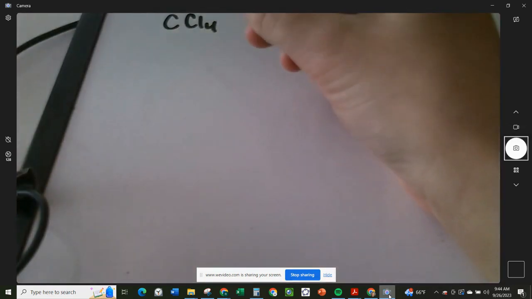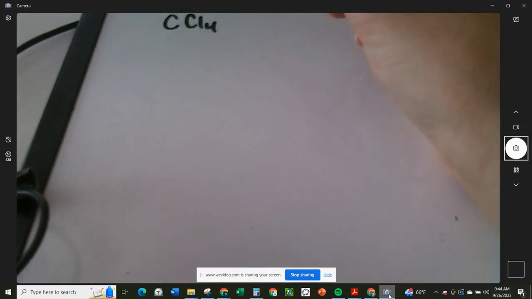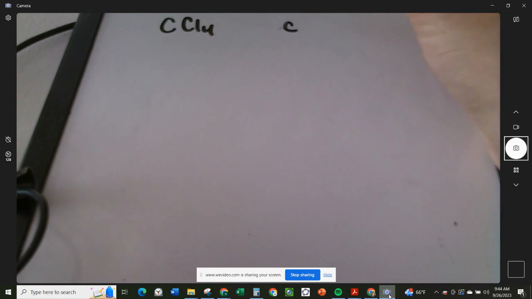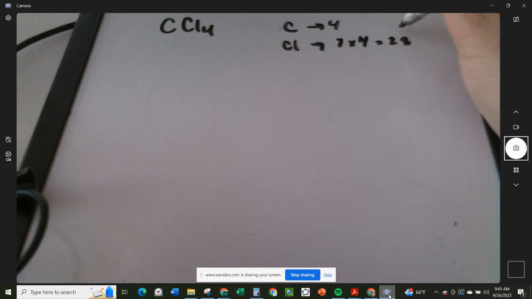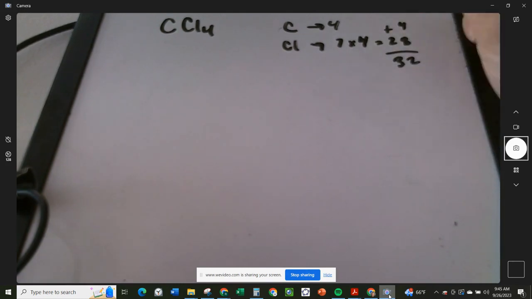All right, let's go over these examples. So we have CCl4. The first thing that we're going to do is count total valence electrons, and we find that on the periodic table. Carbon has 4, chlorine has 7, and there are 4 chlorines. So that gives us 28 plus 4 is 32. There's no ion, so we don't have to add or take any away.